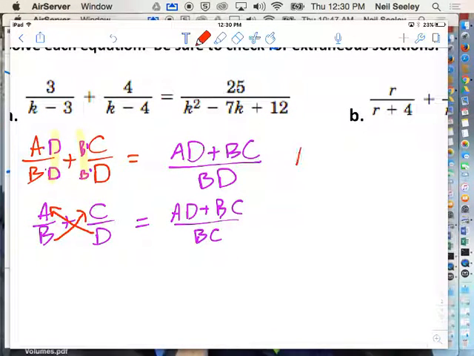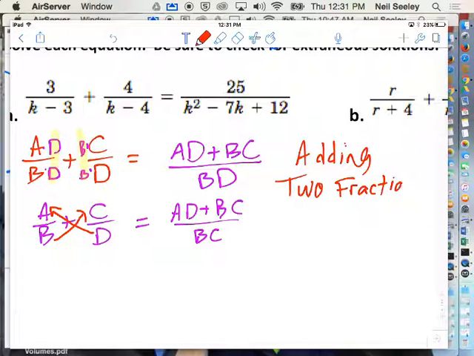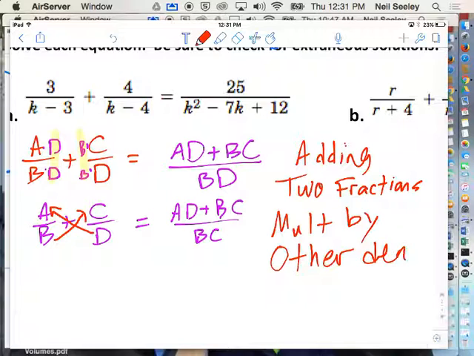So when adding two fractions, which happens a lot, even in Calc 2 we actually have these scenarios where we're adding two very complex looking fractions, but it's not a big deal. You multiply by the other denominator, and it's over the product of the denominators. Multiply by other denominator, and you set over the product. That is a big dealio.